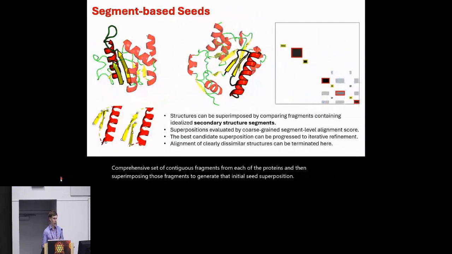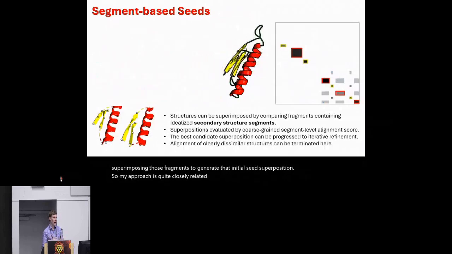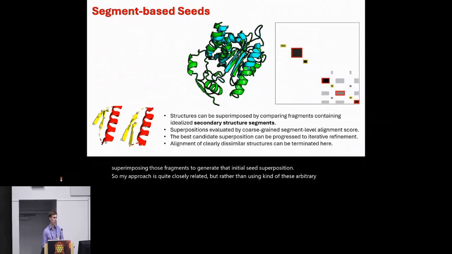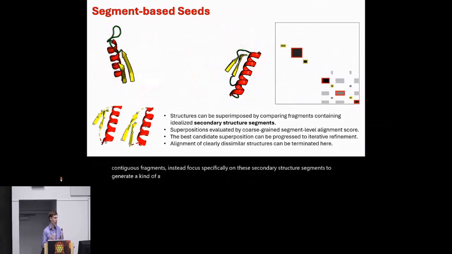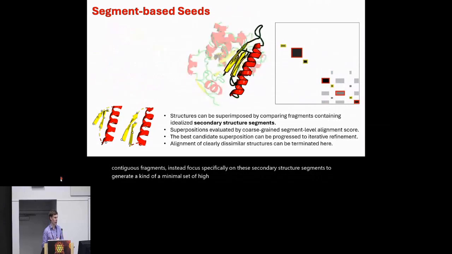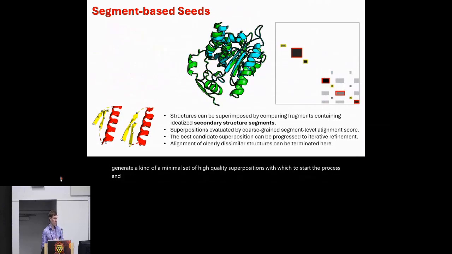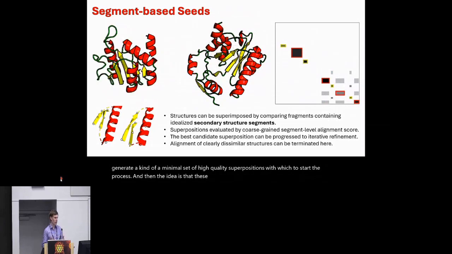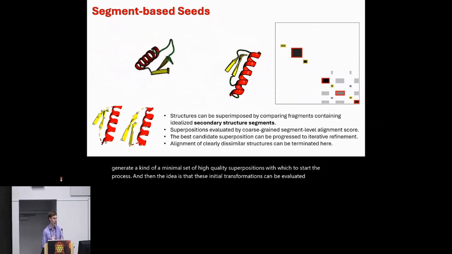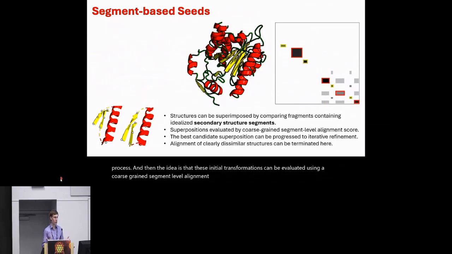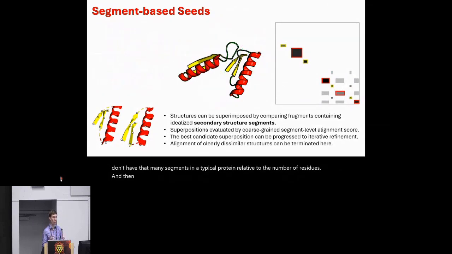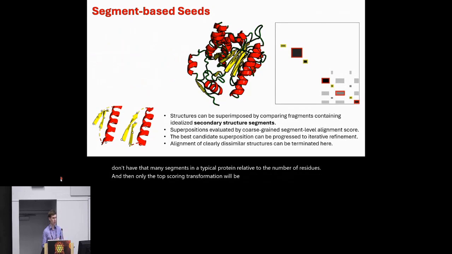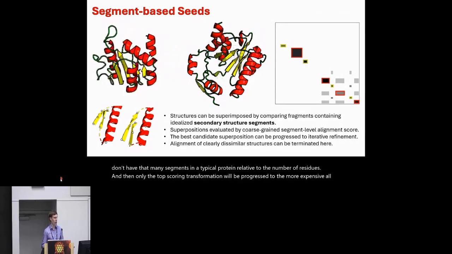So my approach is quite closely related, but rather than using these arbitrary contiguous fragments, I instead focus specifically on secondary structure segments to generate a minimal set of high quality superpositions with which to start the process. These initial transformations can be evaluated using a coarse-grained segment-level alignment score, which is efficient to compute because we don't have that many segments in a typical protein relative to the number of residues. And then only the top scoring transformation will be progressed to the more expensive all-residue refinement of the alignment.